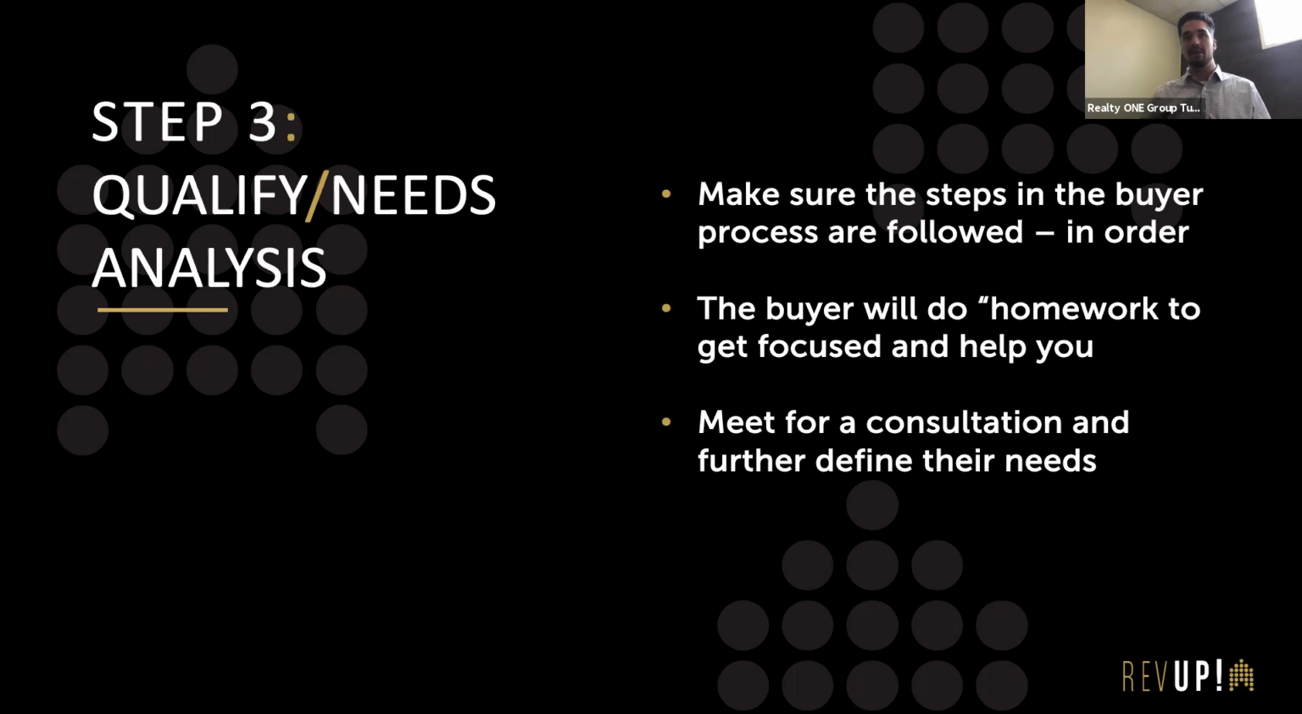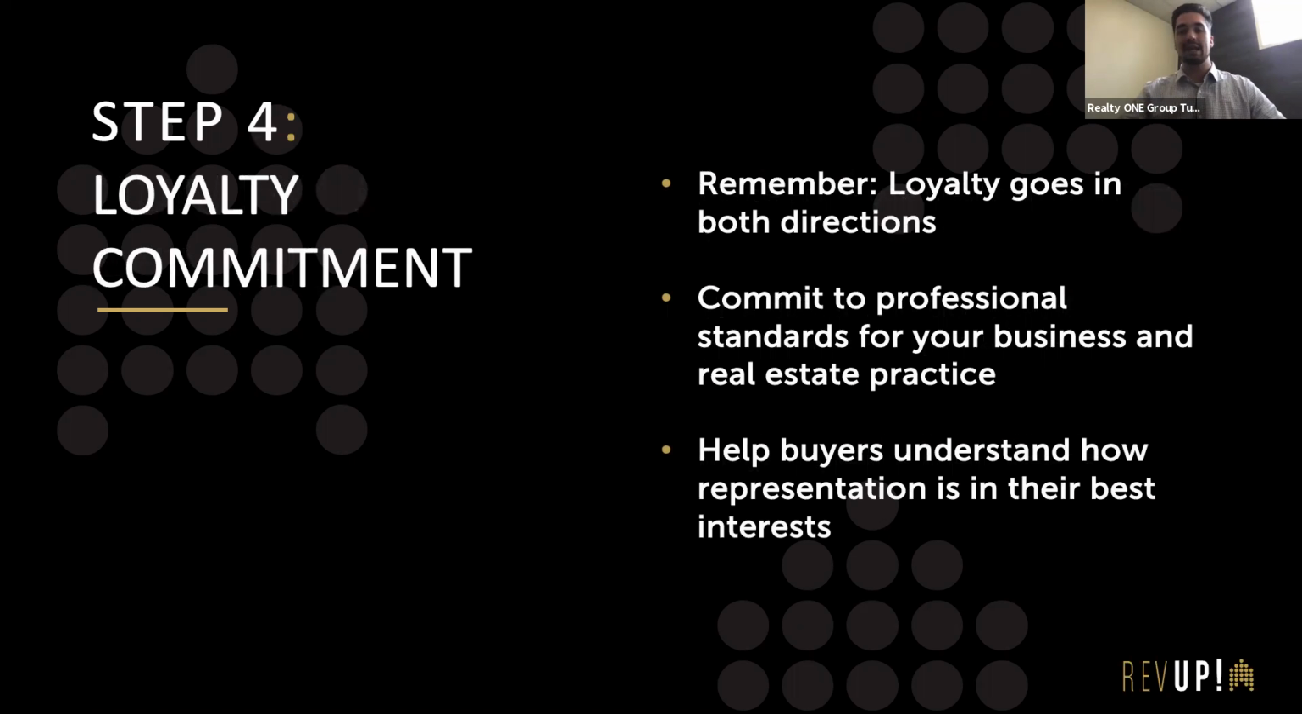So this is all about finding out what's important to them, where do they want to live, what their price range is, which is all about qualifying them with the lender, right? Finding out exactly what they can afford. And if they can afford $400,000, do they really want a $400,000 home payment, or are they really looking for $350,000? This is all about finding that information. Step 4 is loyalty and commitment. I'm going to push back on this slide a little bit.